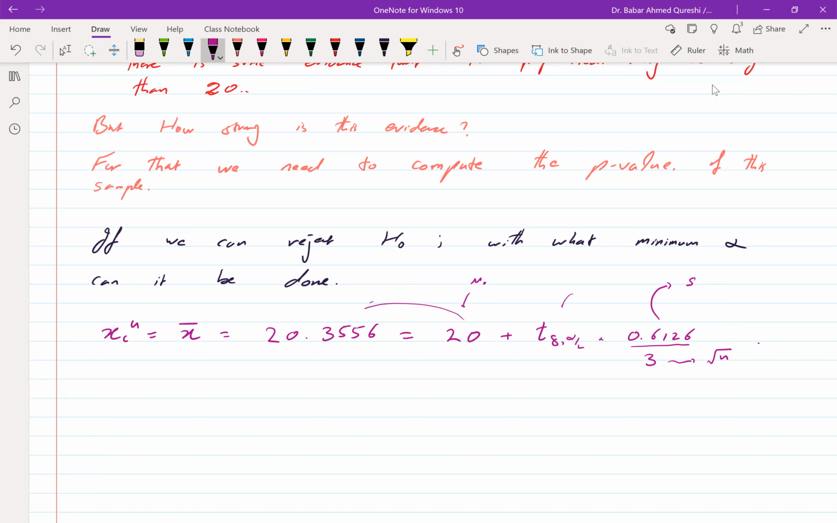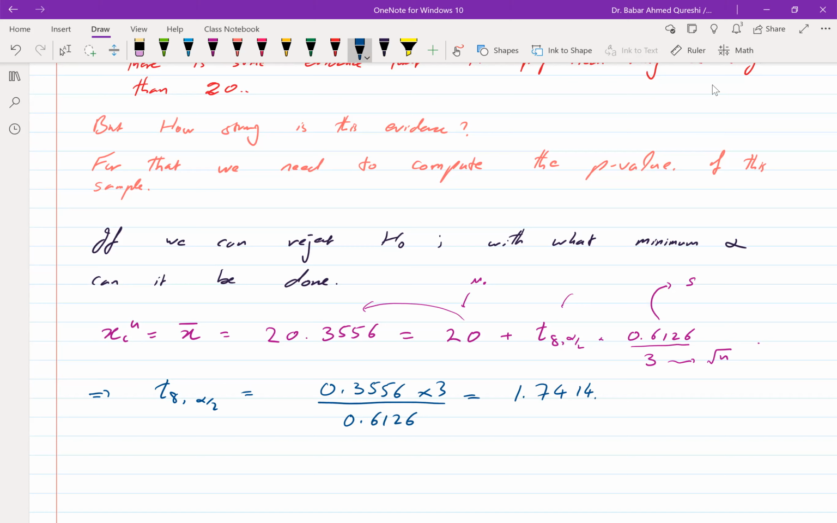So you just bring it here and multiply. So this gives you t is 0.3556 times 3 over 0.6126. And if I do the numbers, I get 1.7414.